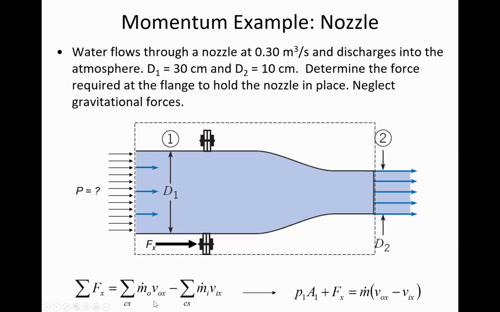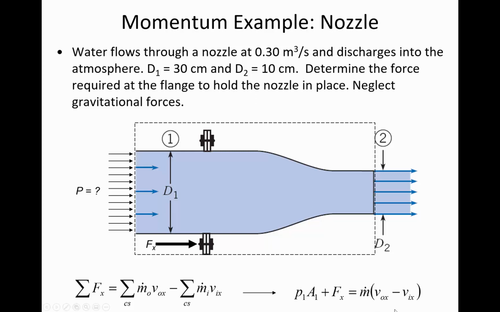So here's our overall momentum equation in the x direction. It's saying the sum of the forces in x are the mass flow rate out times the velocity out in x, minus the mass flow rate in times the velocity in x. So this sum of the forces in x has, in this problem, two different parts. It's got the pressure times area, which is acting as an external force, and then it also has the force that's acting to hold the system steady. So F sub x is what force you'd need to apply to hold the system steady.